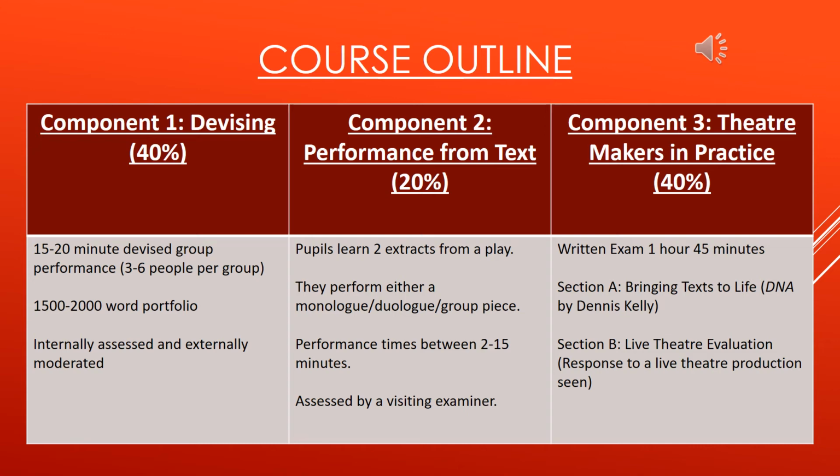So component 1 devising will be completed by the time they finish year 10. Performance from text, we'll be doing mocks, practices of that throughout year 10 into year 11, with the final exam in year 11 in the January-February. And the theatre makers in practice, they'll do a mock for this at the end of year 10, and then there'll be 2 more mocks of it in year 11 before they do their real exam in year 11, which is usually May, June time.